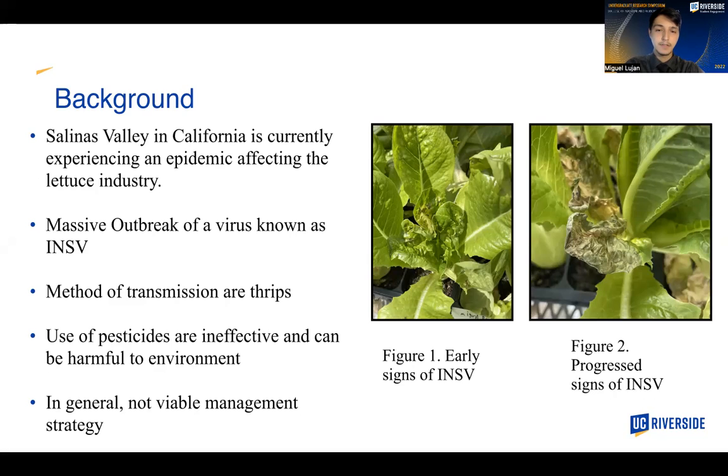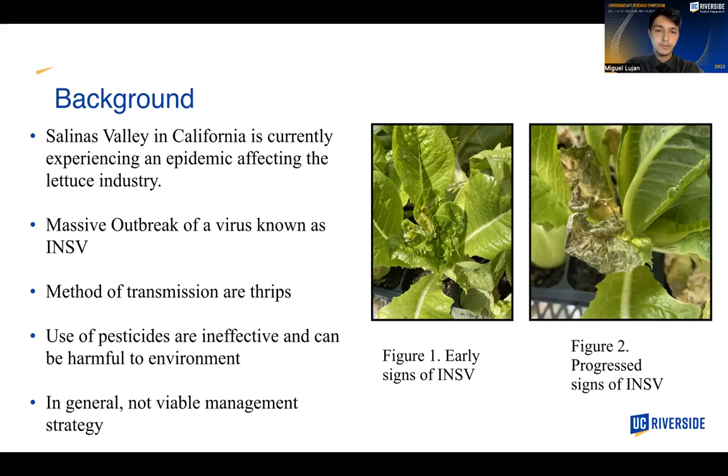As you can see in the figures on the right, the first shows a picture of a plant in early stages of infection, while the second shows slightly more progressed signs of infection, which include browning and wilting. The main vectors of impatiens necrotic spot virus are thrips, which are tiny insects that feed on plants.